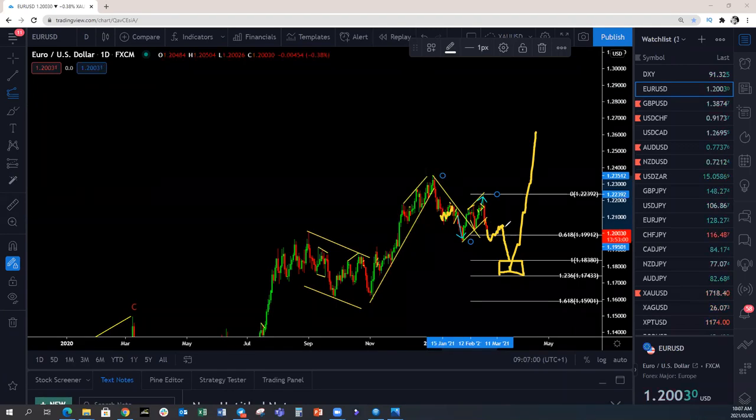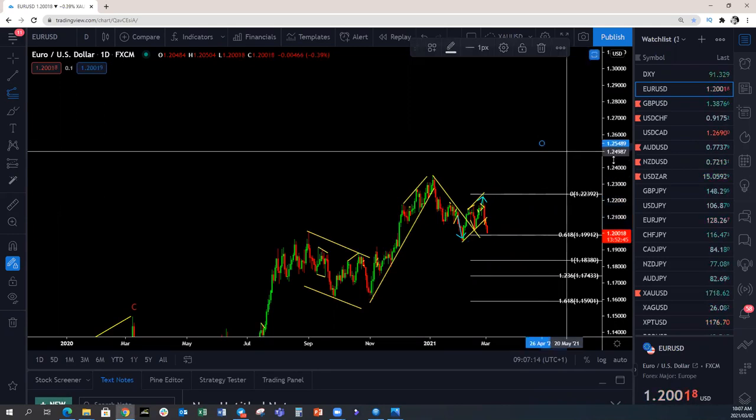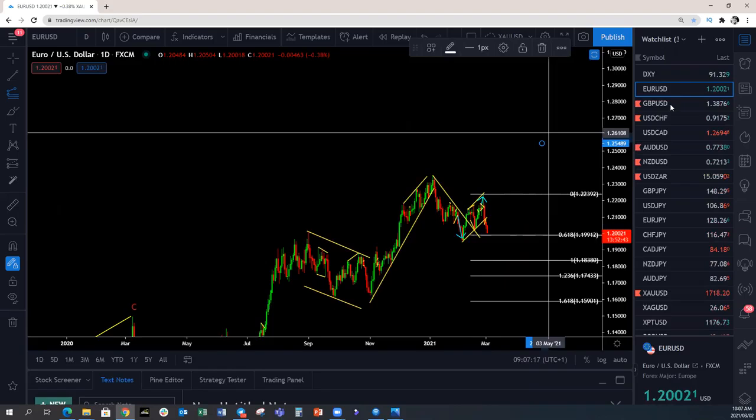We're going to get a pullback at 61.8, then a move down into the blue box, and then resumption of the move to the upside. Either that or we can get what happened previously here, and then we just went up like that. So either way, we will have to watch out for that.